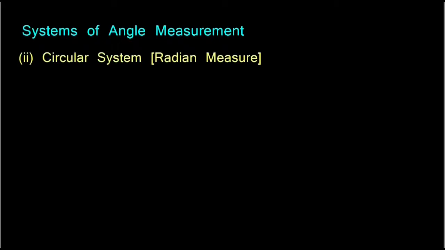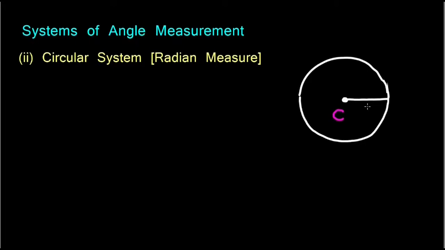The second system of angle measurement is circular system or radian measure. Radian is a special measurement of an angle. It is defined as follows: 1 radian is the angle made at the center of a circle by an arc whose length is equal to the radius of the circle. So this is the length of the arc, which should be equal to the radius r of the circle.